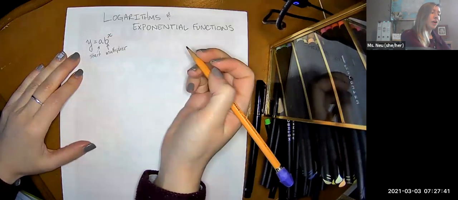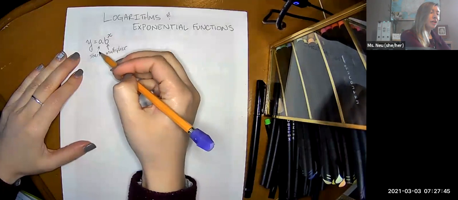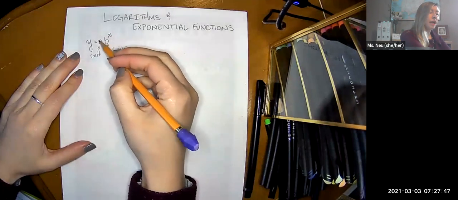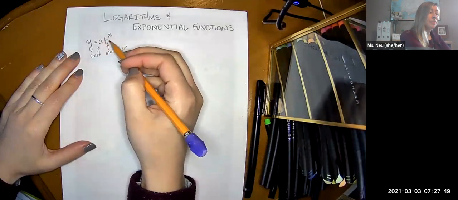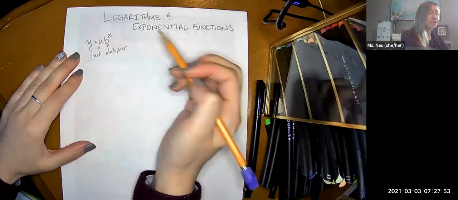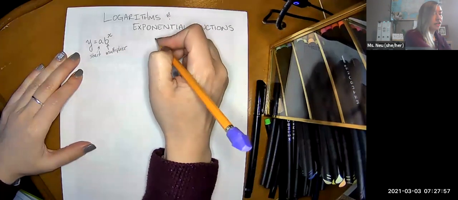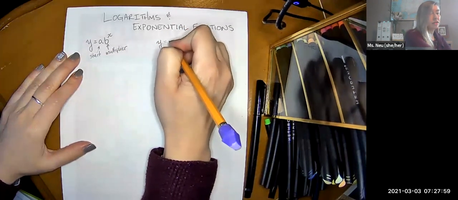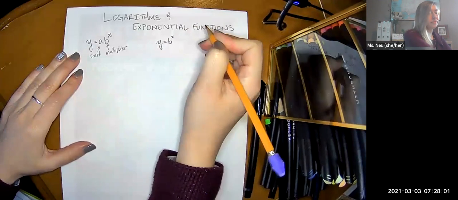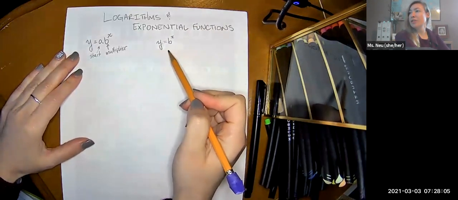For my example with logarithms, I'm actually going to simplify this a little further. If I start at 1 and make a equal 1, then 1 times all this stuff doesn't change my b to the x. That just stays the same. So an exponential function can look something like this. It's a very simple, basic exponential function.